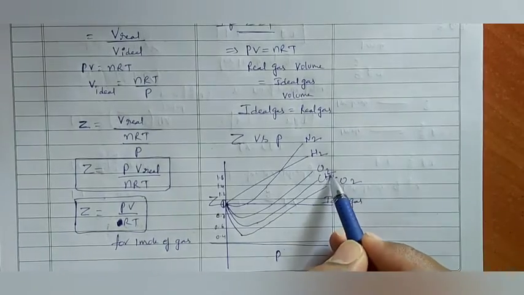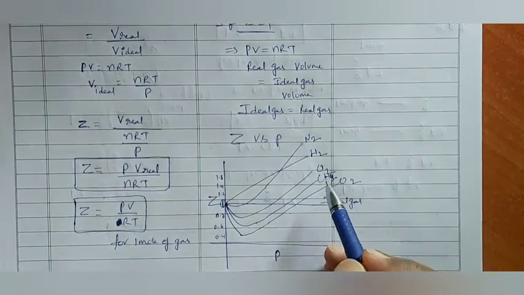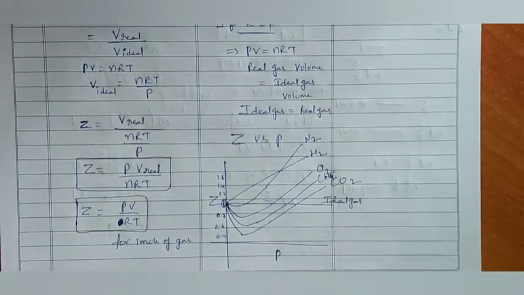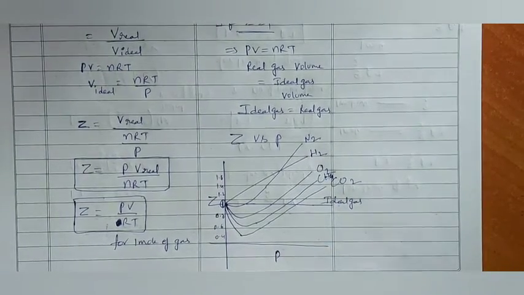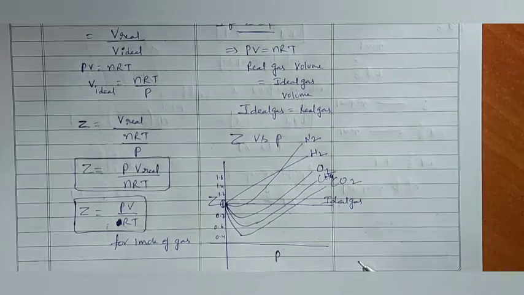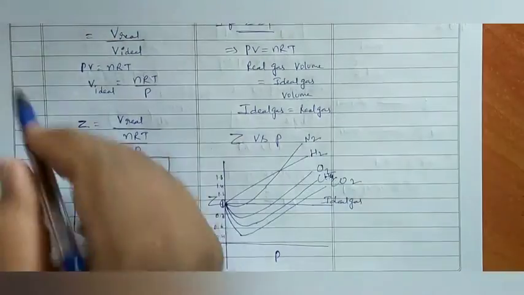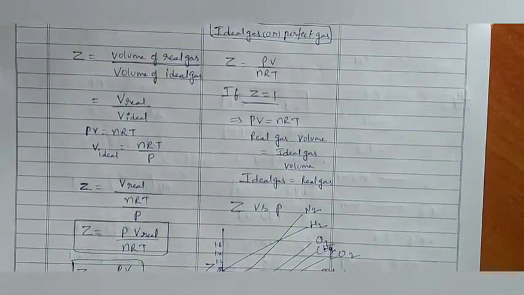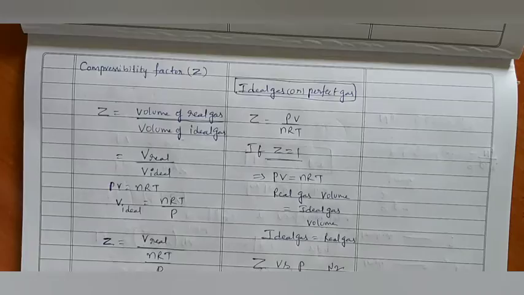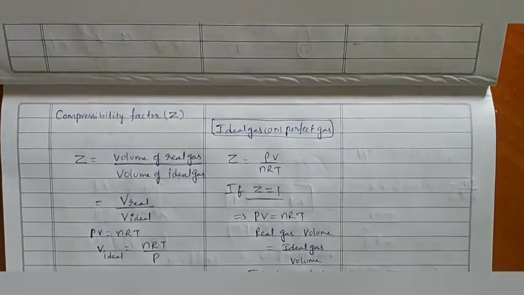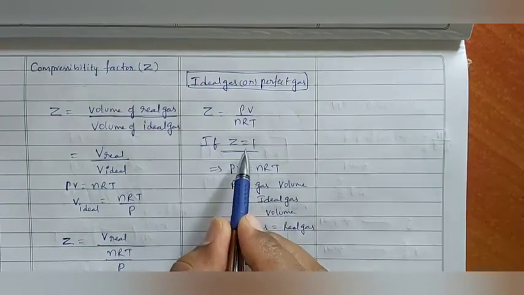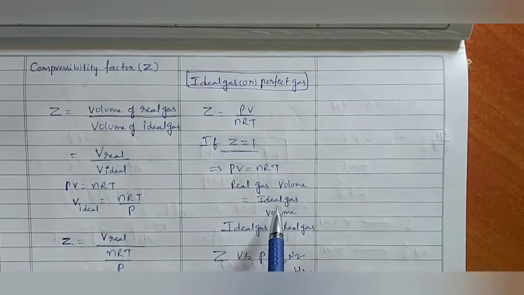This is CH4, methane, CO2, O2, H2, N2. This is the graph between Z and P. I hope you understood the significance of compressibility factor Z. Now coming to the explanation once again. If Z is equal to 1, real gas volume is equal to ideal gas volume, ideal gas equal to real gas.